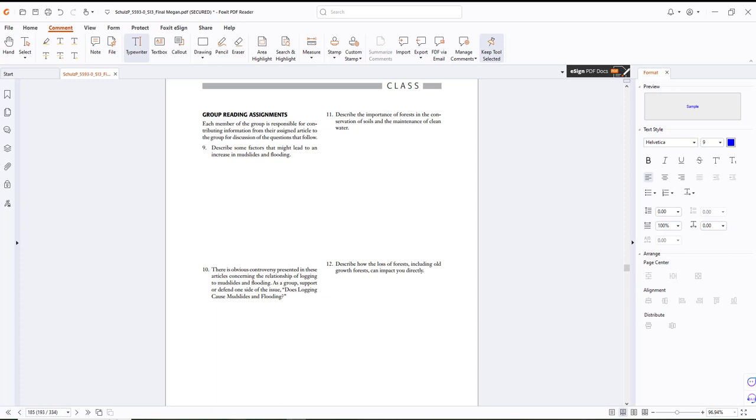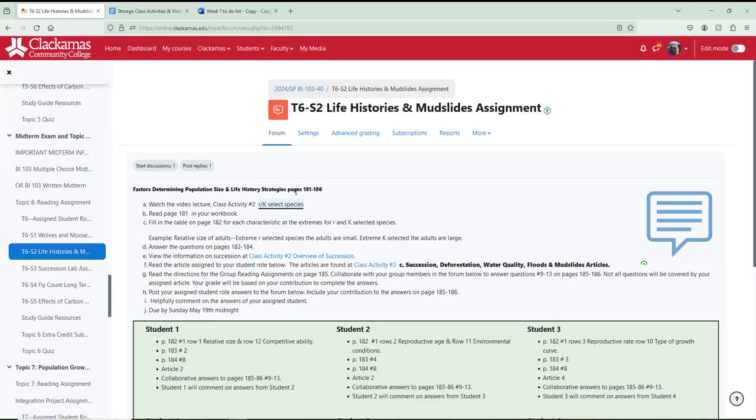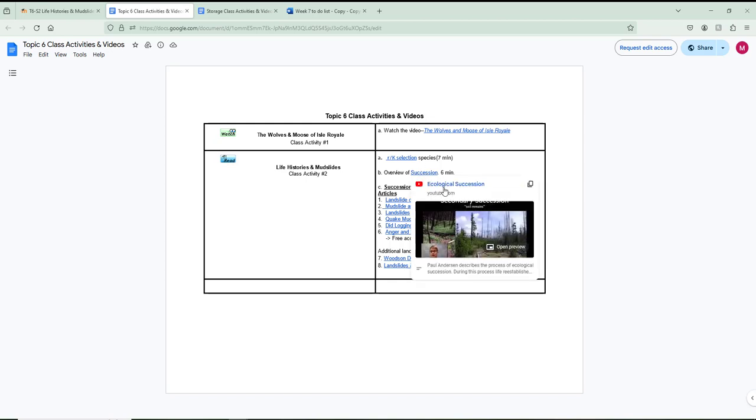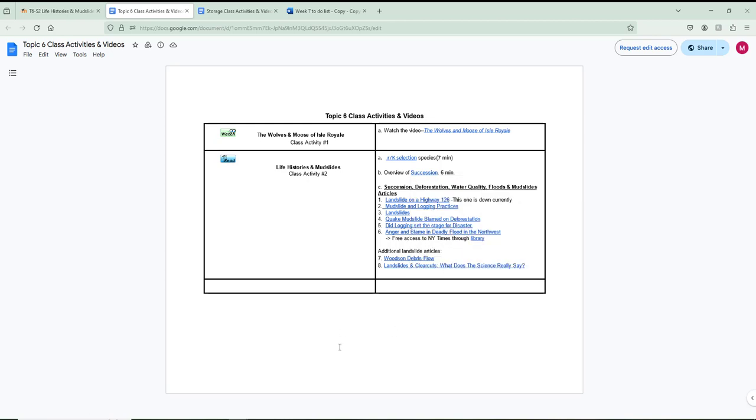Okay, so we're going to go back into our Moodle page and we're going to look at succession. You're going to watch this overview of succession. It's a little 6-minute video that talks about succession. There are two types of succession: primary succession and secondary succession.